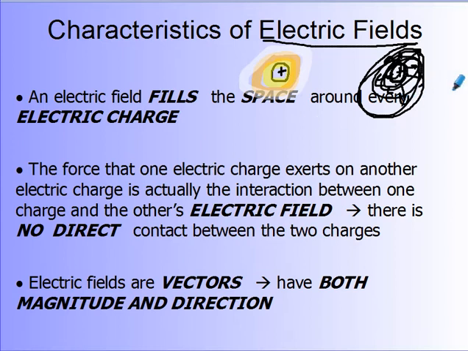Now, the force that one electric charge exerts on another is really an interaction between their fields. So there is no direct contact between the charges. As a matter of fact, we pretty much never talk about two charges touching each other. And electric fields are vectors.